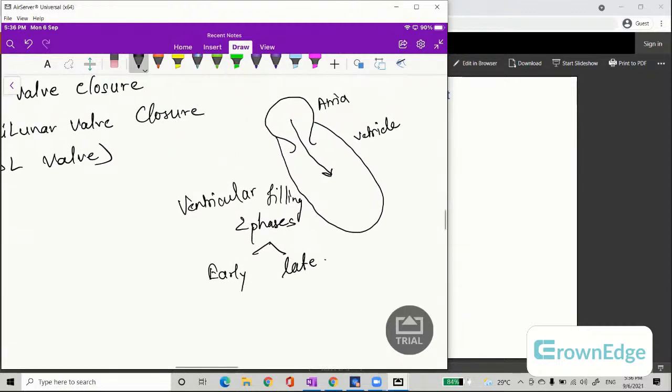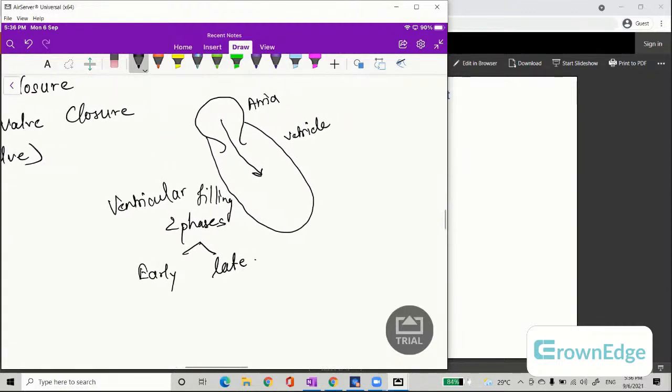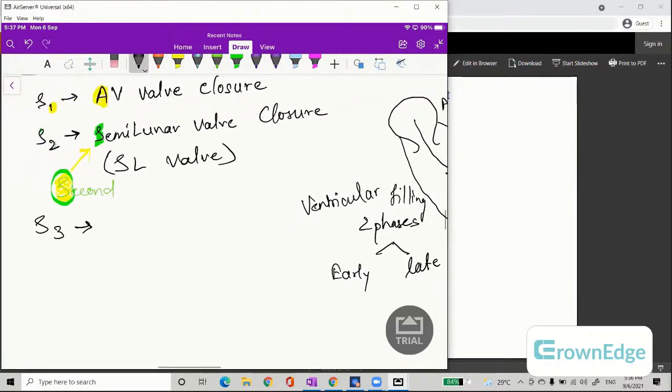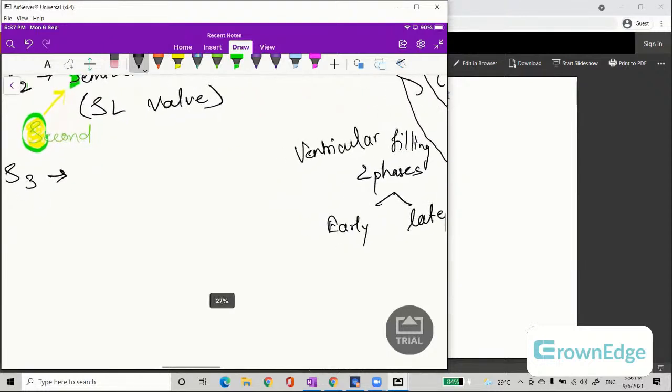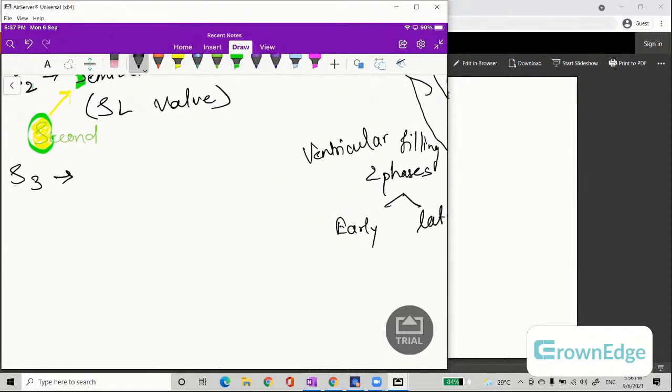First phase is the early phase and second phase is late phase. So there are two phases depending on which phase is going on in that area. At that point we are going to hear a heart sound. So what is that? S3 will be here. We can hear that sound whenever the early ventricular filling is going on.